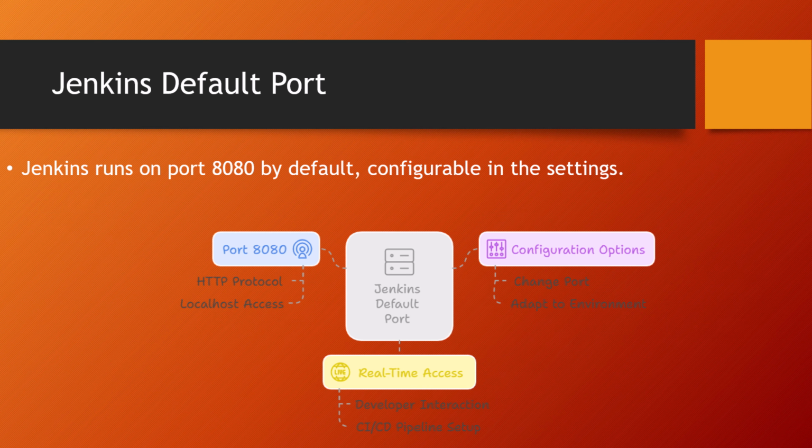Jenkins runs on default port 8080. This can be changed in the configuration, but typically developers access Jenkins on localhost 8080 to configure their CI/CD pipeline and monitor job status.